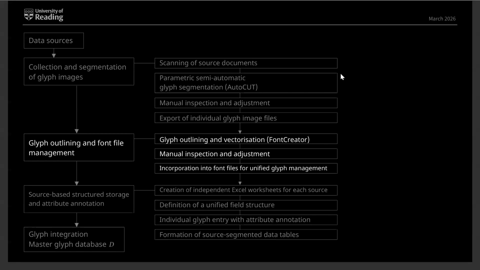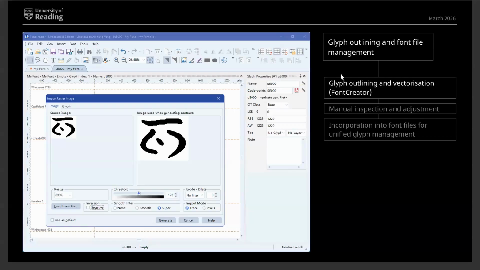But image files alone are not enough for later comparison and management. So we began to organize them through font files, which made the glyph much easier to handle systematically. The next step then was to turn them into vector glyphs and connect them to structured data. Here, we use FontCreator to trace the glyphs and turn images into vector outlines.